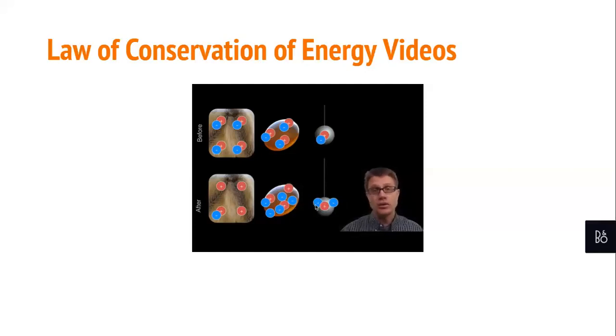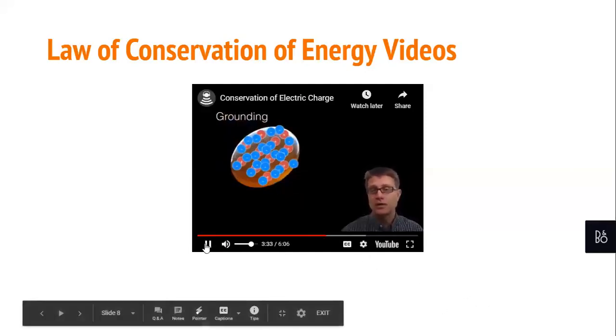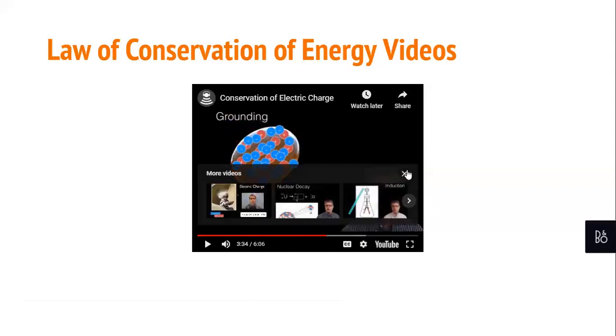What happened to the total number of charges that we have? It's conserved before and after within the system. Now, how can we get rid of some of that charge? You can see that we have an excess. Okay, so we're going to stop here.